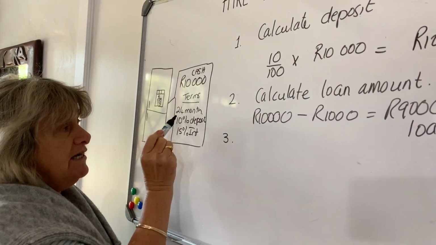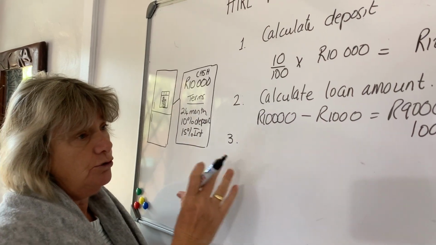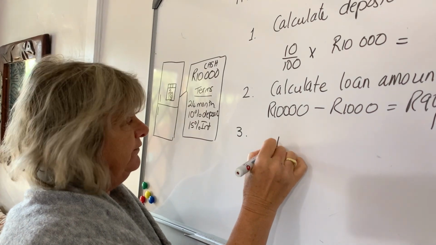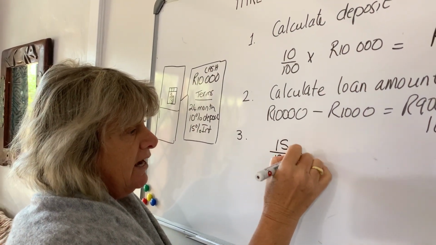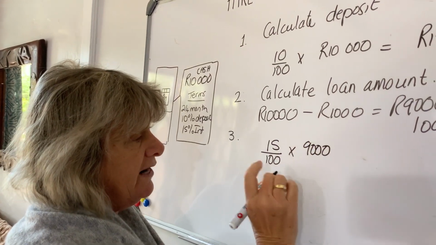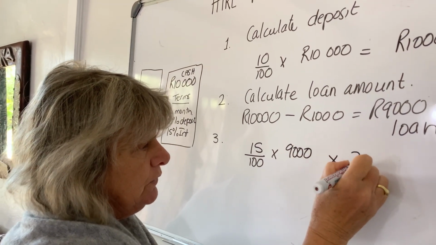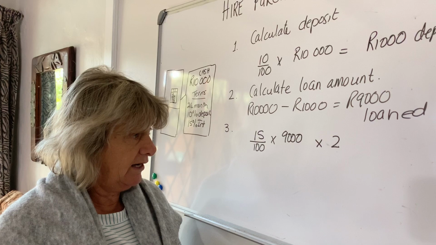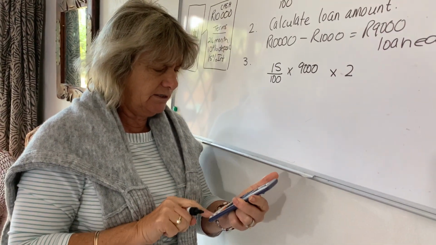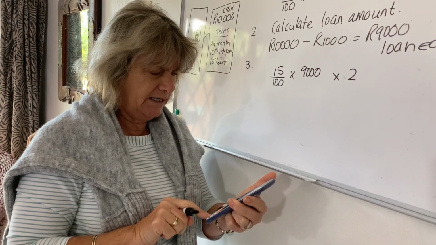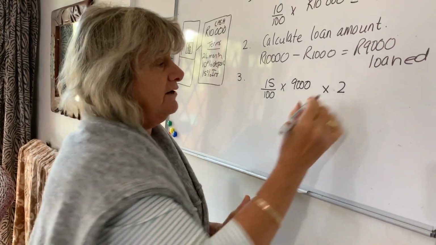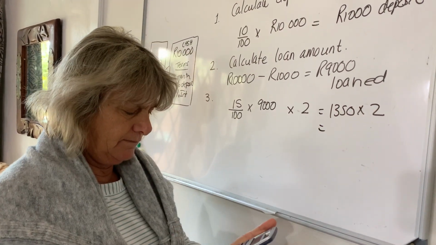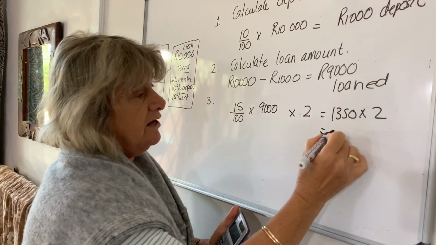Thirdly, we're now going to calculate how much interest you're going to have to pay on loaning the 9,000 Rand. Now, 24 months is 2 years, so you are loaning 9,000 Rand for 2 years. So let's work it out. It's 15% times 9,000 Rand for 1 year, and times by 2 to get the interest for 2 years. So 15 divided by 100 times 9,000 equals 1,350. So it's 1,350 times 2 years, which is 2,700.